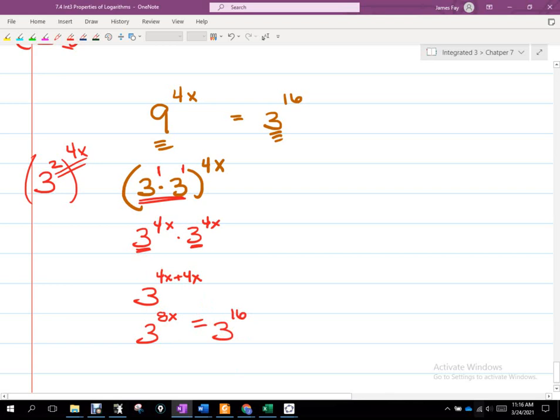Now, what do we know about our bases? They're the same, so the exponents then must be the same. And we can solve that and get x to be 2.